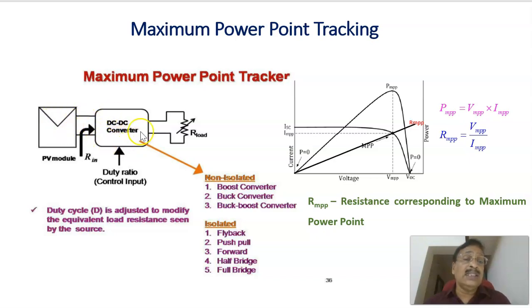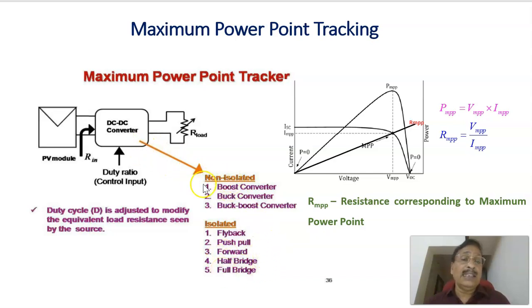Therefore, by adjusting the duty ratio of the converter, you can make the resistance at this point the same as RMPP. The converter can be either non-isolated, like a buck converter, boost converter, or buck-boost converter, or it can be isolated, like flyback, push-pull, forward, half bridge, and full bridge.